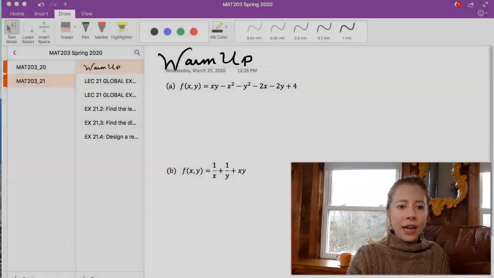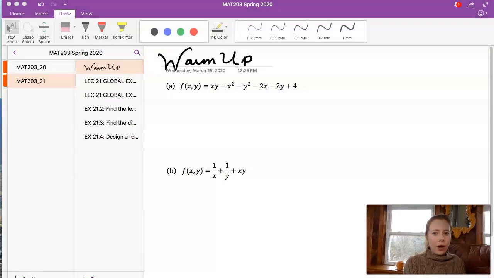In this lecture, we are going to learn how to determine whether or not a local min or max critical point is in fact a global min or max. So to begin, let's start with a warm-up. Let's see how much you remember from last lecture.